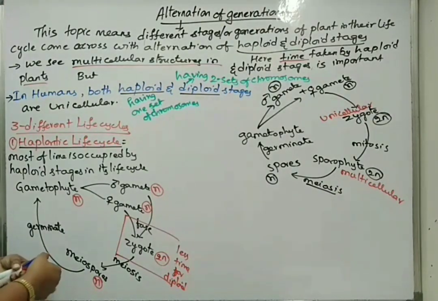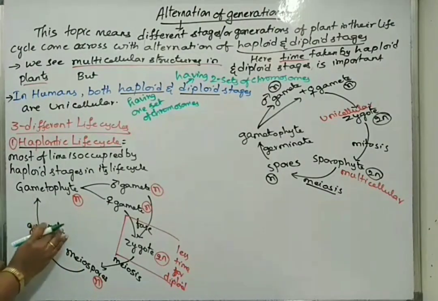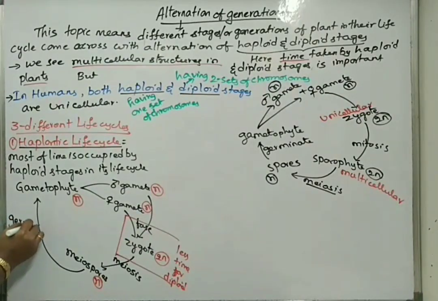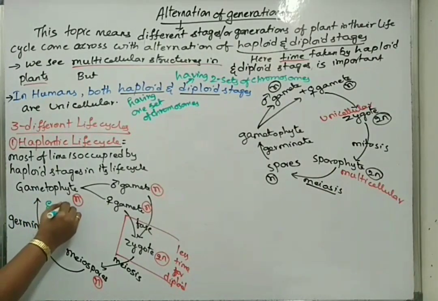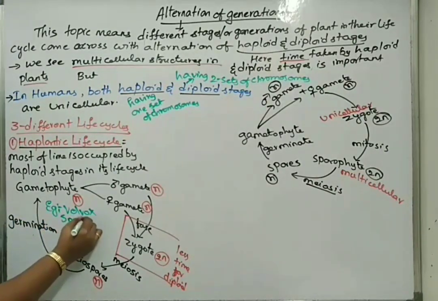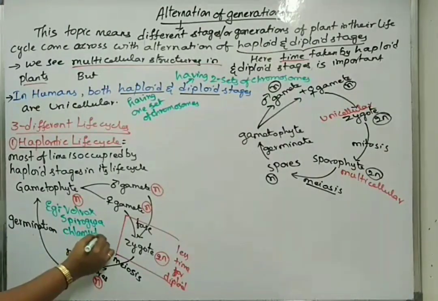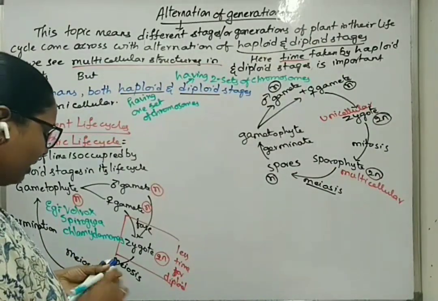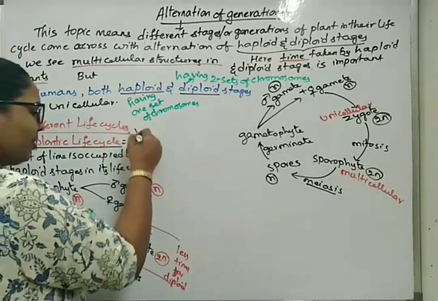In which organisms do we see such a haplontic life cycle? You will see the haplontic life cycle in Volvox, next Spirogyra, and Chlamydomonas. Next, we will see the diplontic life cycle.